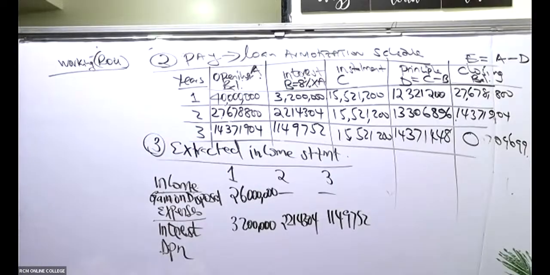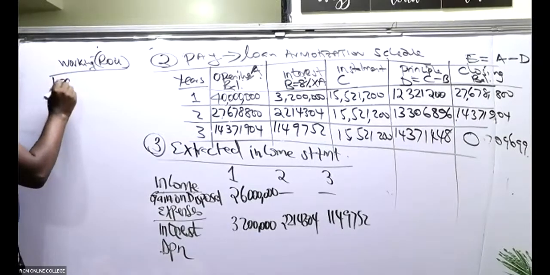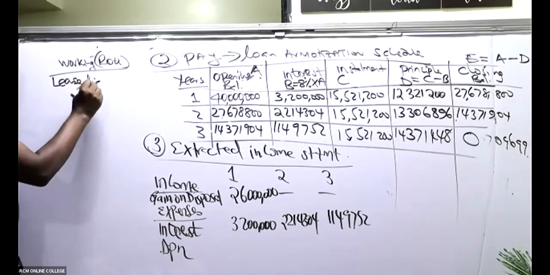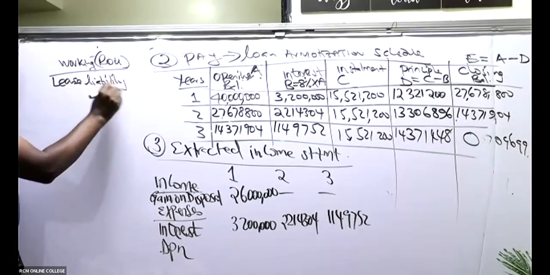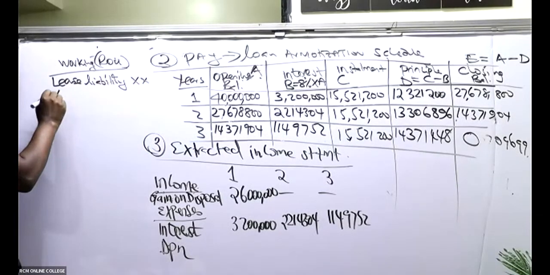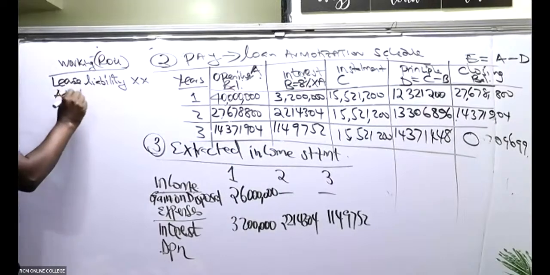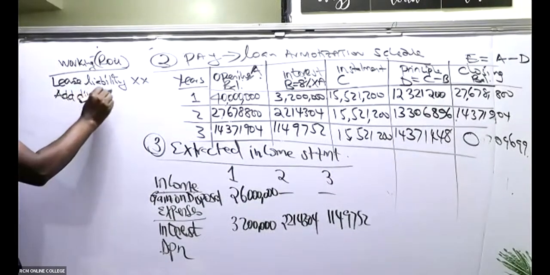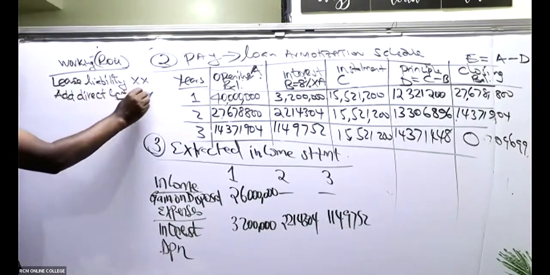So how do we get right of use? To get right of use, we normally take the lease liability. You will add any direct costs, any direct costs you incurred.